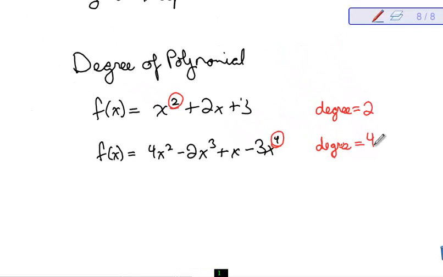We also have to know what our leading coefficient is. So our leading coefficient is the number in front of the x with the largest exponent. So our leading coefficient for my first one, since this is my leading degree, is that understood 1 here. So my leading coefficient is 1.